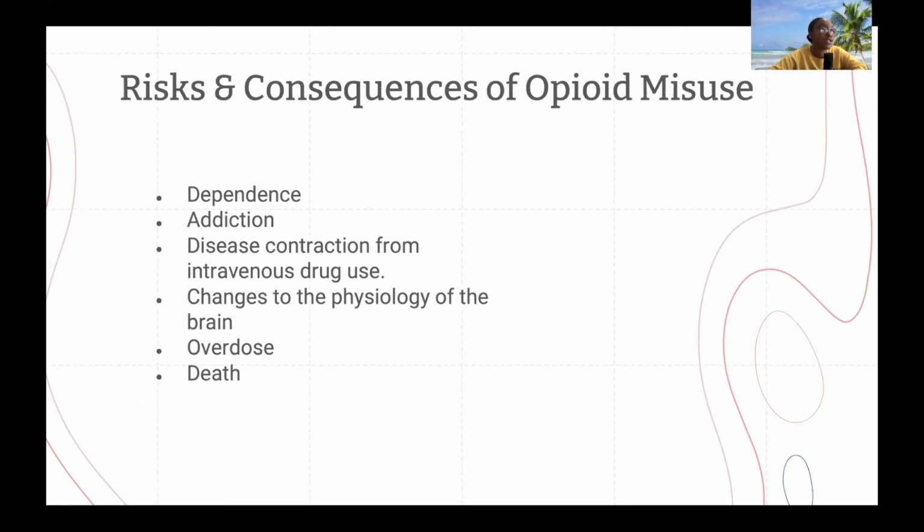Some other risks and consequences of opioid misuse, as we said, dependence and addiction, disease contraction from intravenous drug use. So many people can contract different diseases by not using clean needles or by sharing needles with others who possibly have other diseases such as HIV. And it can lead to changes to the physiology of the brain, overdose, and death.